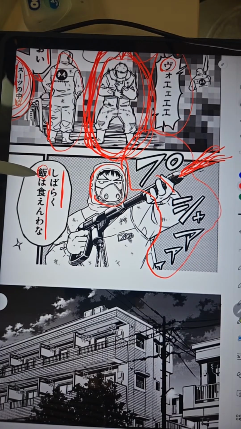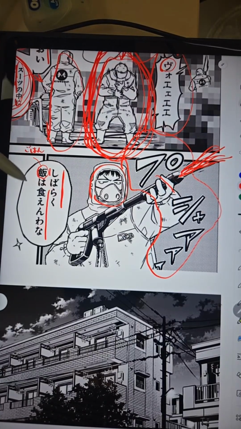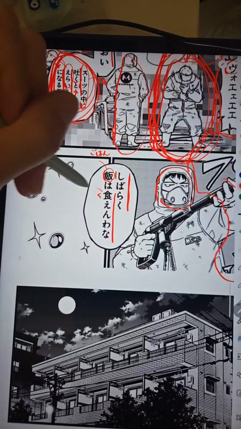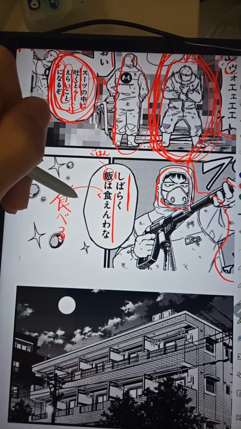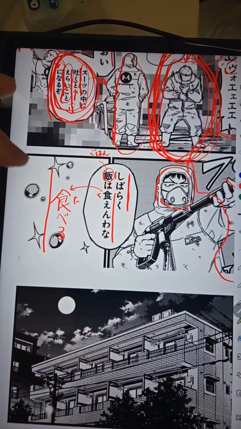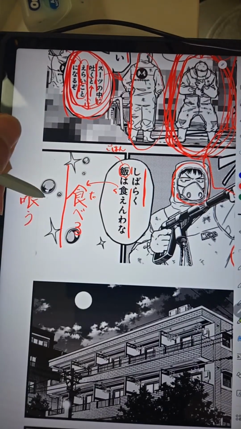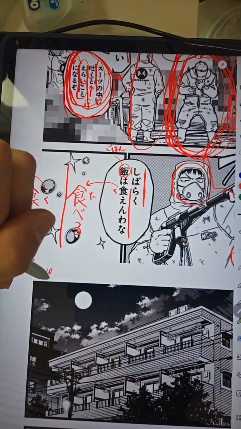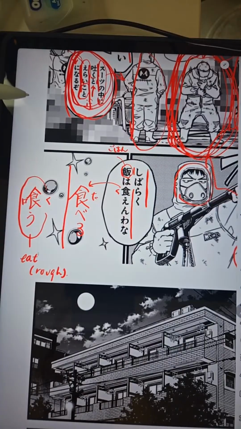飯 is a really rough or casual way to say ご飯, meal. 飯は食えん. Yeah, this is another interesting thing. This kanji, usually we pronounce it as 食べる. We do have another kanji: add the kanji for mouth to the left of the kanji of 食べる, and this is 食う. This is also eat, but in a rough way, meaning like a gangster.